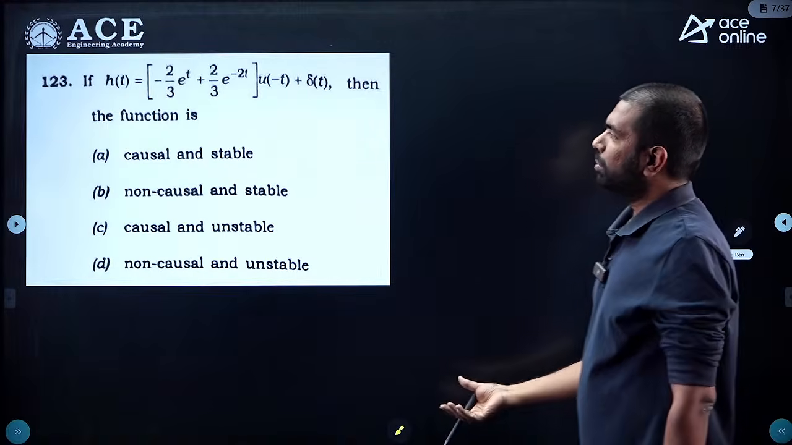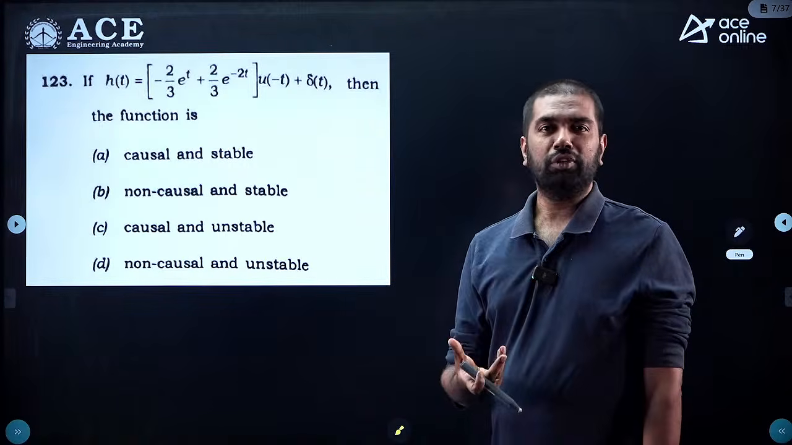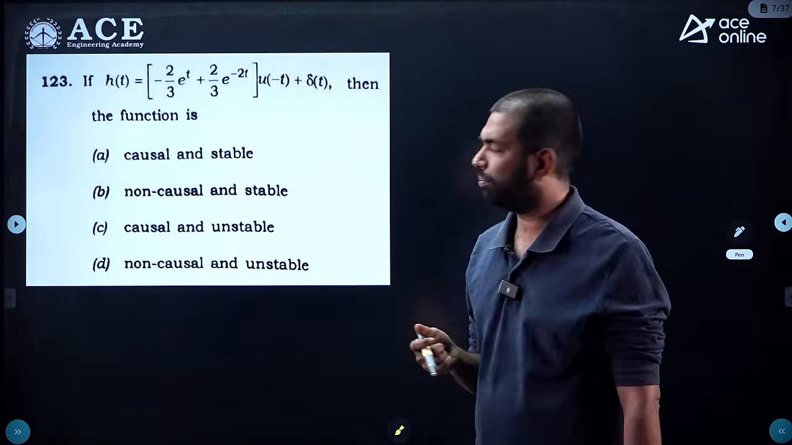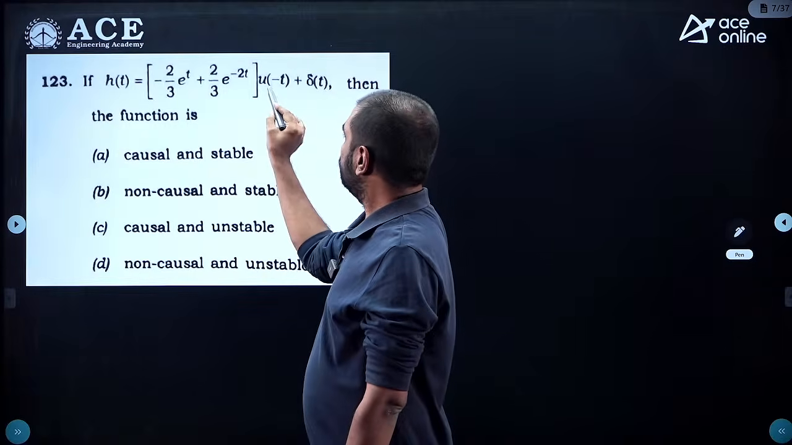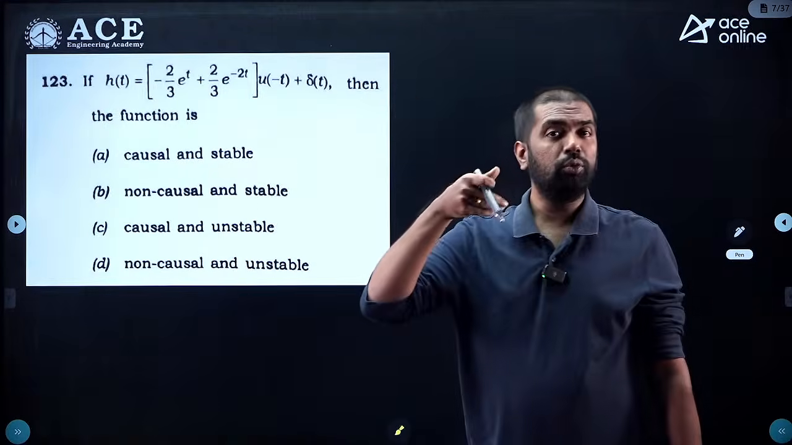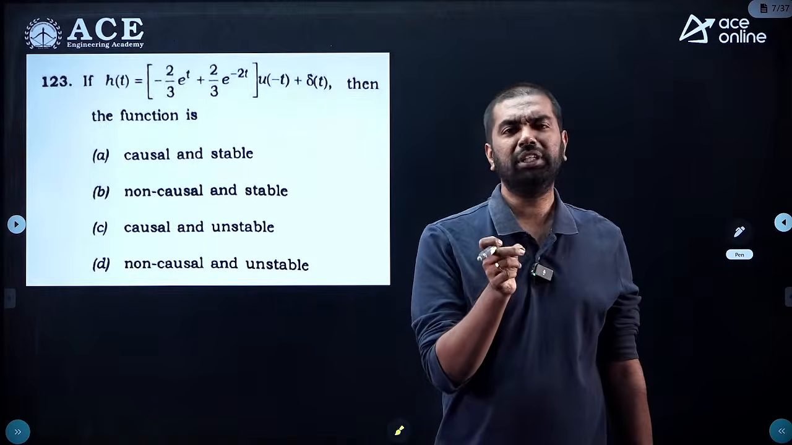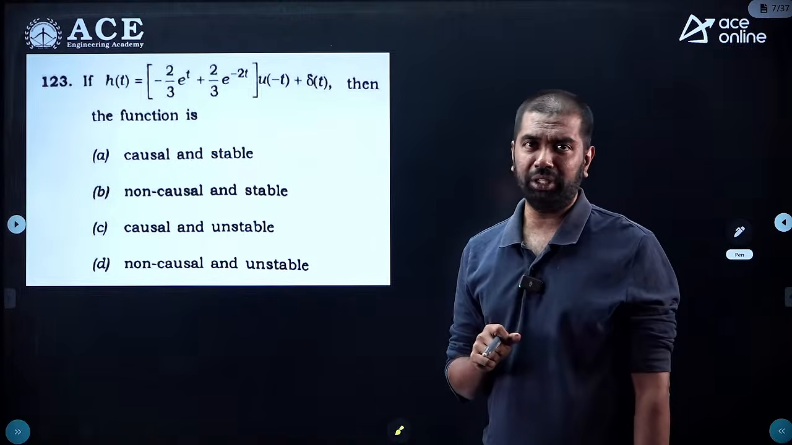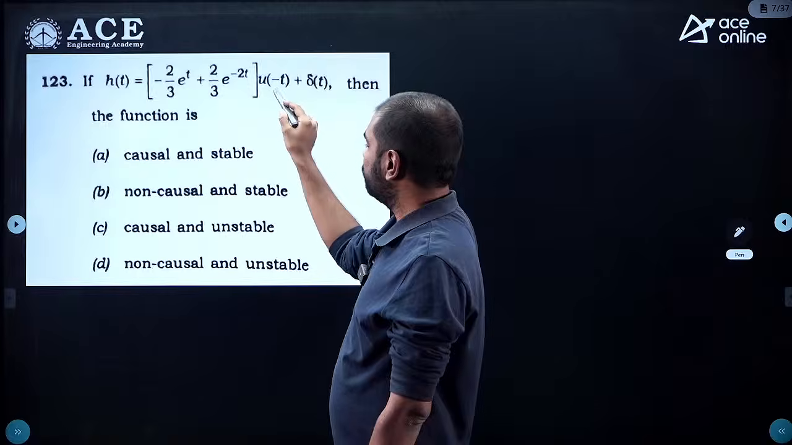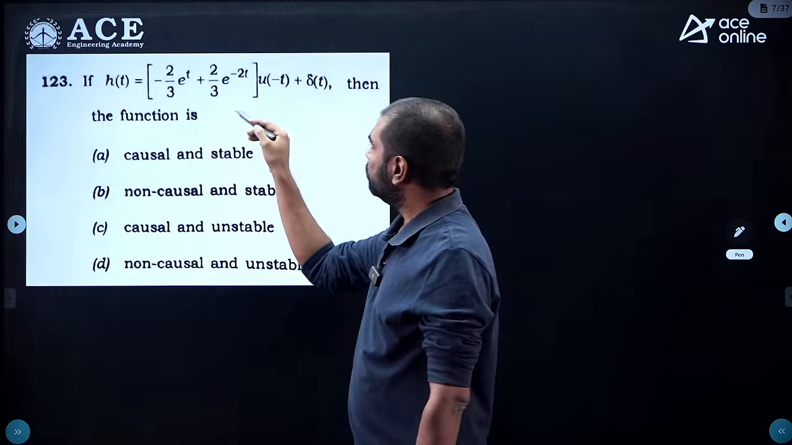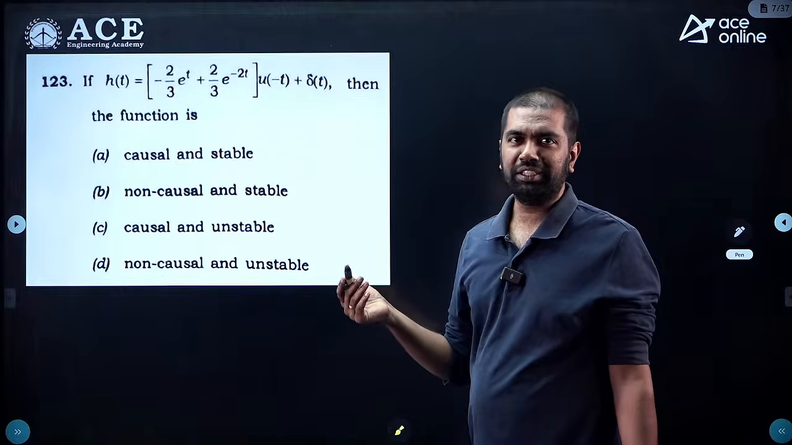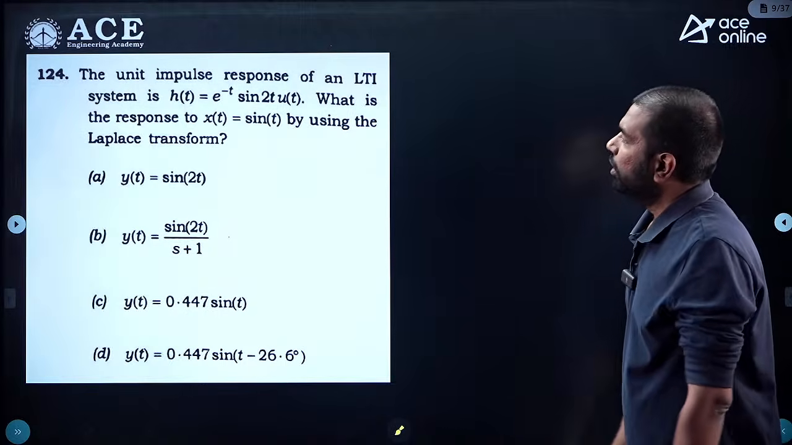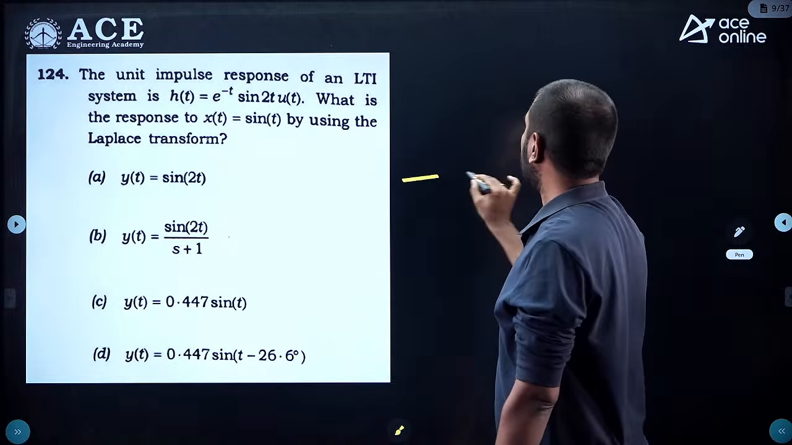If you look at this, he gives the impulse response, he talks about the nature of the system. So I see u of minus t in my expression, which leads to a non-causal system. When u of minus t is multiplied with e power minus 2t, if you try to draw the impulse response, it leads to something which is not absolutely integrable. When the impulse response is not absolutely integrable, it is an unstable system. So because of u of minus t, non-causal; because of 2 by 3 e power minus 2t multiplied with u of minus t, it's an unstable system. So where is that option? It is option D.